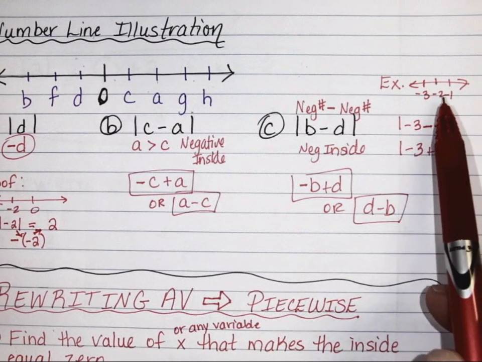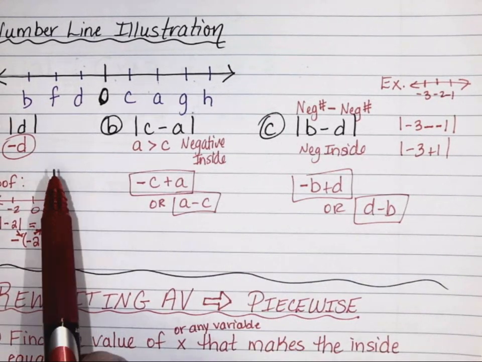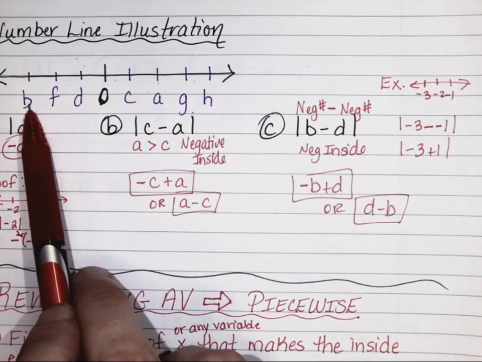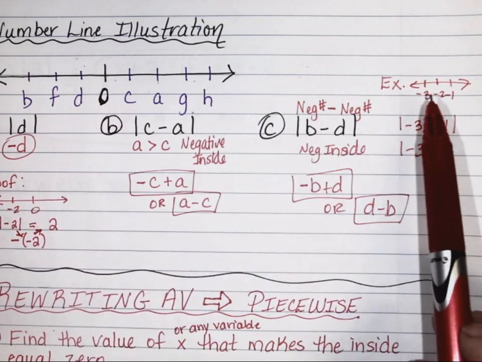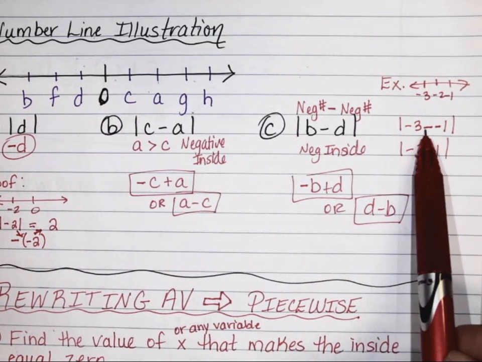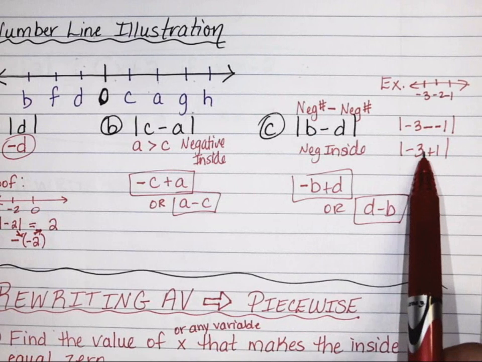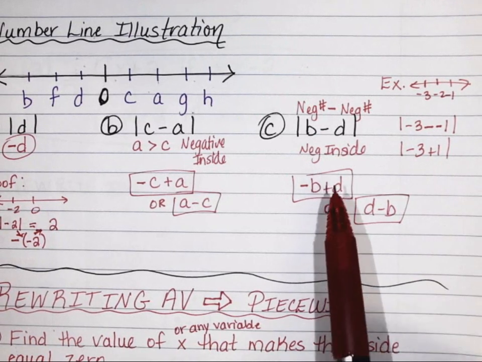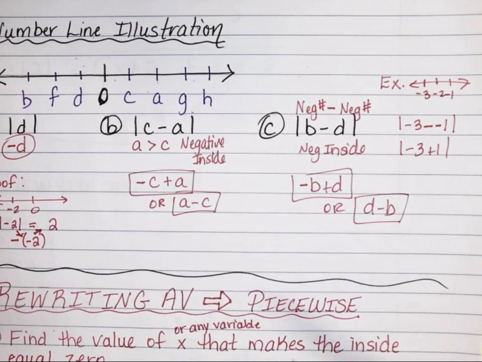So once again, in this example, B was farther to the left than D. So I just said, okay, I'm going to use -3 and -1, just to see what happens. So -3 minus -1, that will always give me a negative inside. So then I change and get -B plus D.